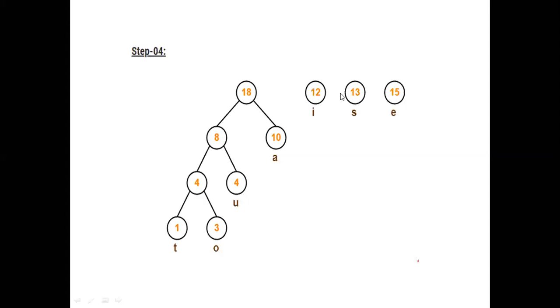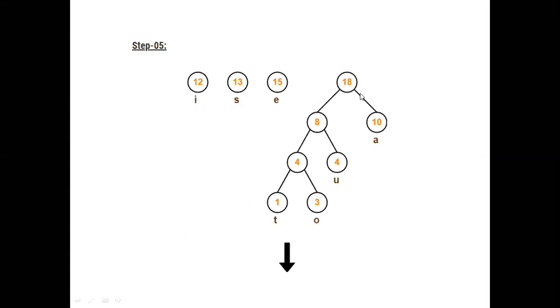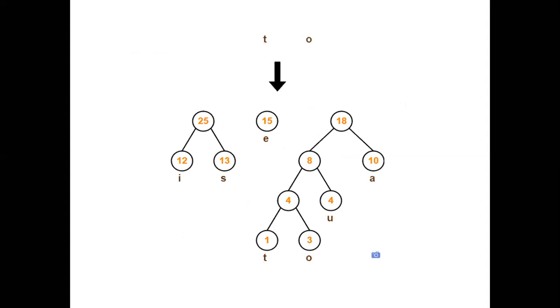So we will combine now these two elements, that is 12 and 13. Okay. So you have combined this 12, 13. So the answer is 25. Okay. Now this one is your new array, 25, 15 and 18.